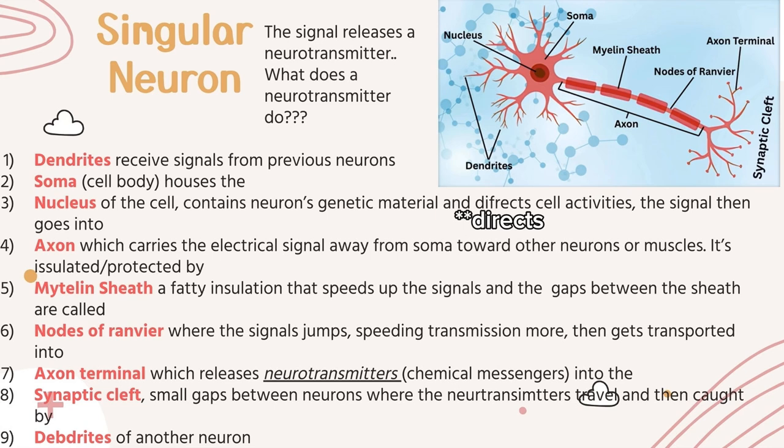muscles. It's protected by the myelin sheath, a fatty insulation that speeds up the signal, and the gaps between the sheath are called nodes of Ranvier, where the signal jumps, speeding the transmission even more. Then it gets transported into the axon terminal, which releases the neurotransmitters, the chemical messengers, into the synaptic cleft, the small gaps between the neurons, where the neurotransmitter travels and then gets caught by the dendrite of another neuron, and then it continues and continues.